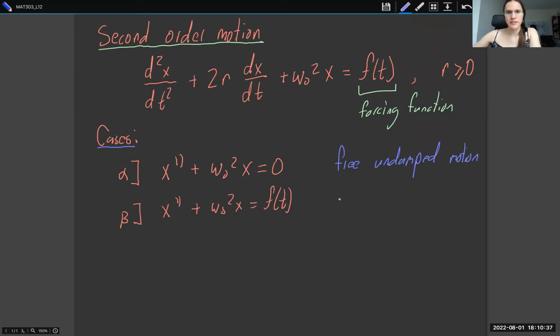So this is forced undamped motion. Case gamma is the case where we have this resistance term, or it's called a damping term, 2rx prime. And this is free damped motion.